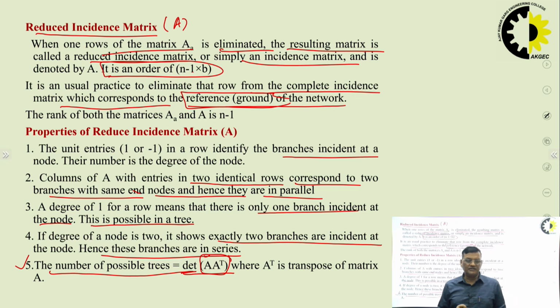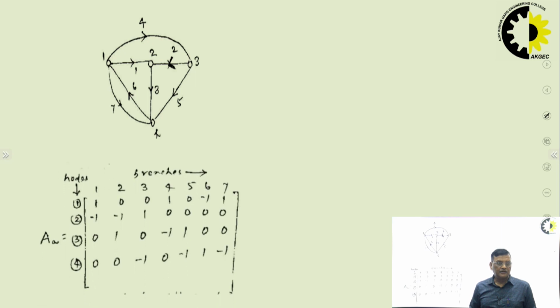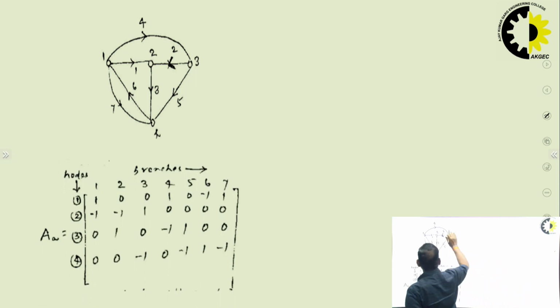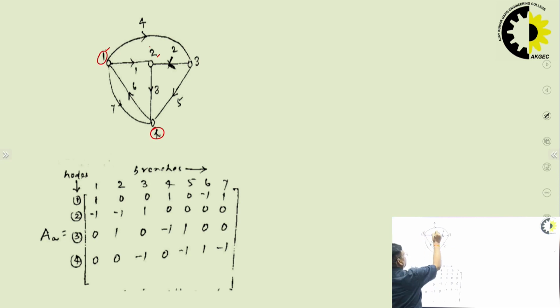So in the examination, they may ask for the reduced incidence matrix, or they may ask for the simple incidence matrix. You have to identify which. How will I identify? Suppose this is the given oriented graph of a network. Okay, and then we have obtained the complete incidence matrix AA. So we can see that these are nodes 1, 2, 3 and 4. There are 4 nodes, and there are 7 branches.